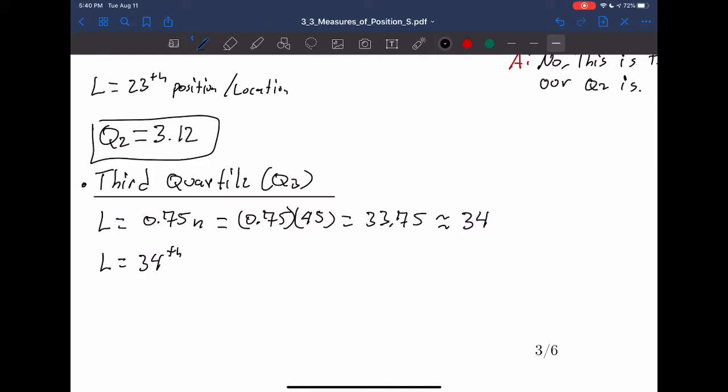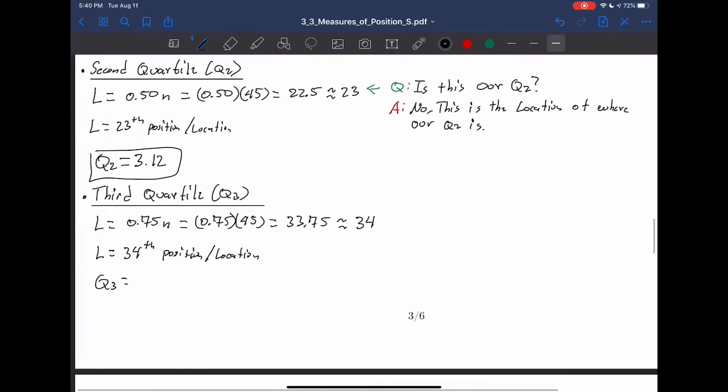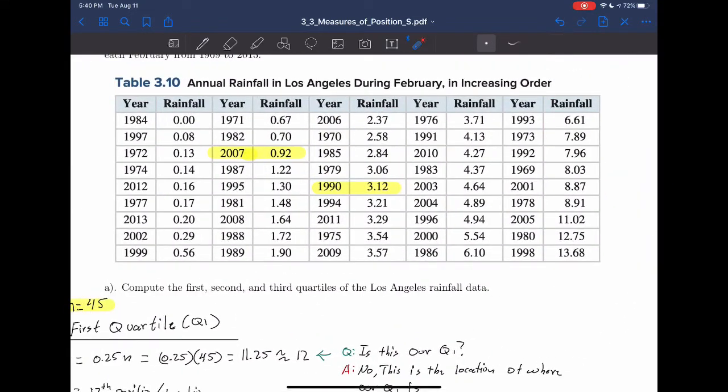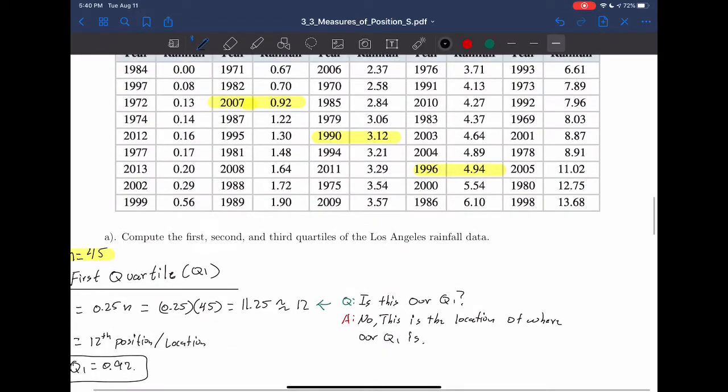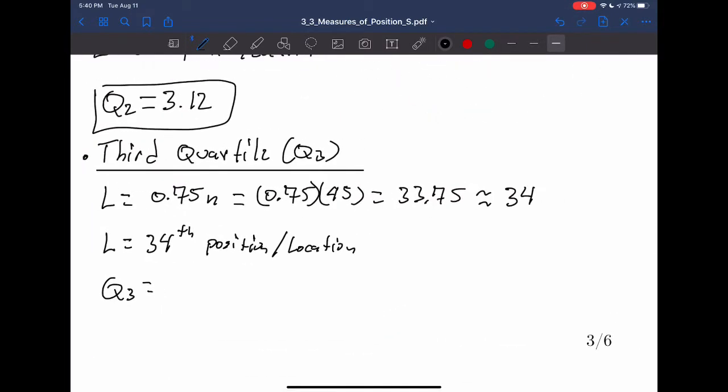So again, you could think about it, this is the 34th position or location in our data set. So you want to go back into our data set and count the 34th number. In this case, it is 4.94. And then after that, congratulations, we just computed all of the quartiles.